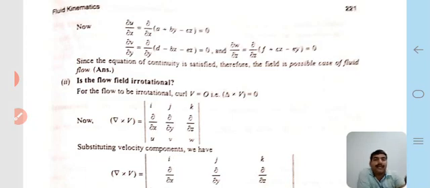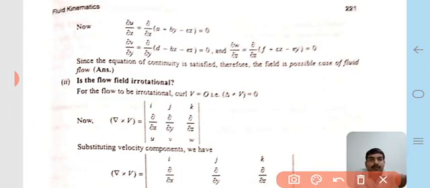Therefore del u upon del x is how much? It is equal to del upon del x of (a plus by minus cz), which is equal to 0, and del v upon del y is equal to 0, and del w upon del z is equal to 0. Since the continuity equation is satisfied, therefore the field is a possible case of fluid flow.